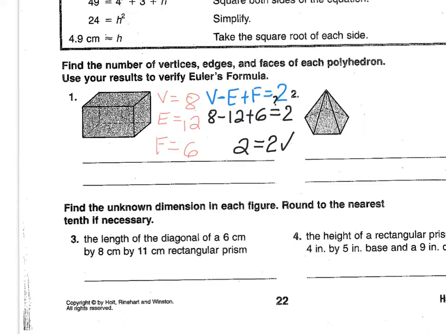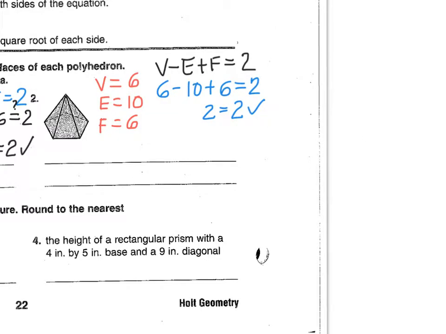Okay, now you try problem number 2. Go ahead and try number 2, please. Okay, the answer is supposed to be V equals 6, E equals 10, F equals 6. The formula, V minus E plus F equals 2: 6 minus 10 plus 6 equals 2. 6 plus 6 is 12, minus 10 is 2, so it checks. And that's how you verify, okay?